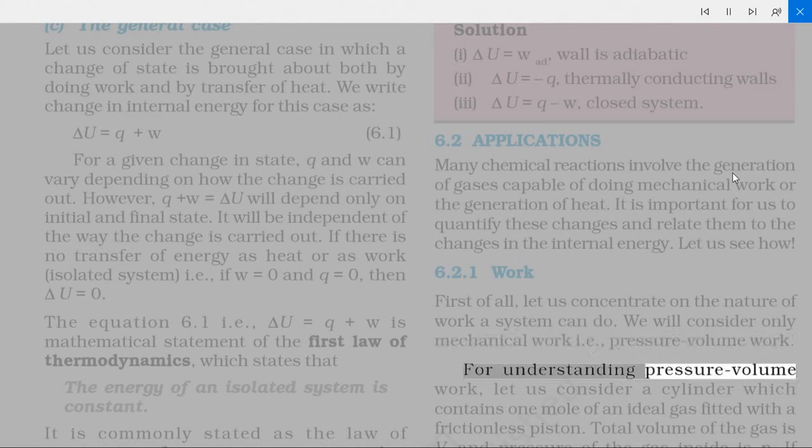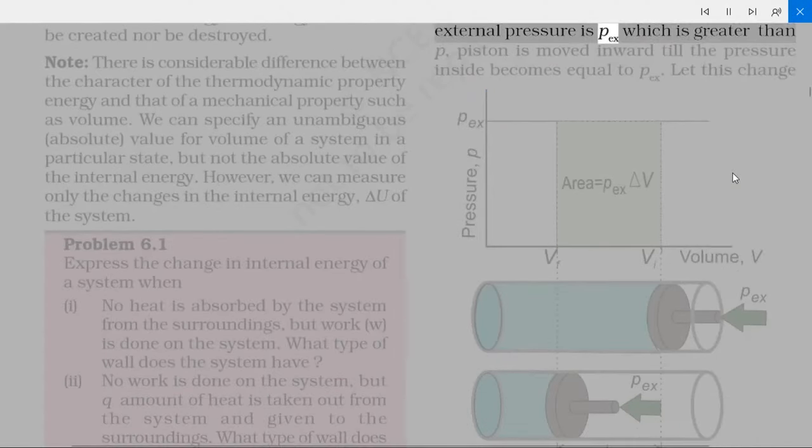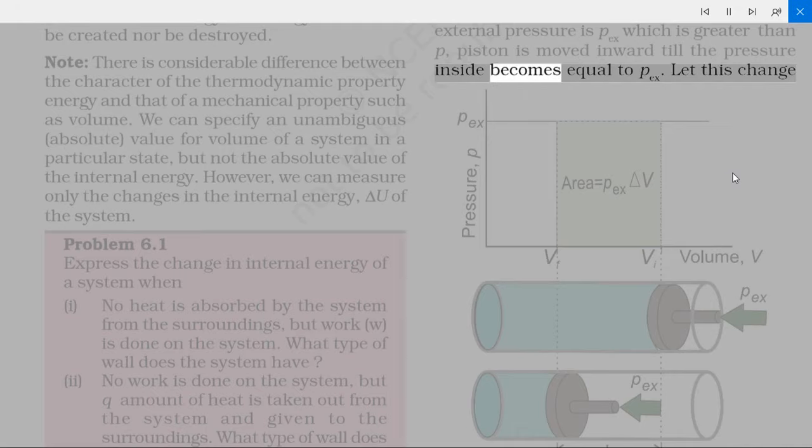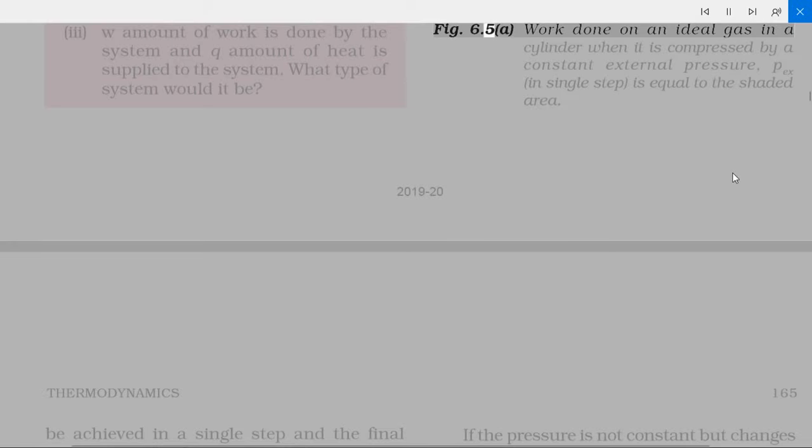For understanding pressure-volume work, let us consider a cylinder which contains 1 mole of an ideal gas fitted with a frictionless piston. Total volume of the gas is Vi and pressure of the gas inside is P. If external pressure is Pex, which is greater than P, piston is moved inward till the pressure inside becomes equal to Pex. Let this change be achieved in a single step. Fig. 6.5 a. Work done on an ideal gas in a cylinder when it is compressed by a constant external pressure, Pex, in a single step, is equal to the shaded area.